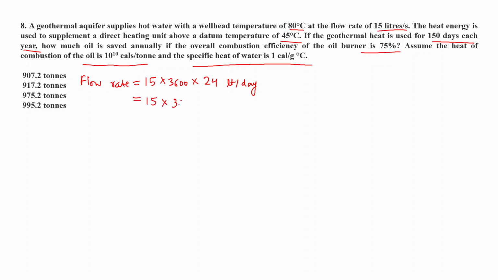Then it is 15 into 3600 into 24. How many days? 150 days. So it will be 194.4 into 10 to the power 6 liters per working year. Basically, a working year in this question consists of 150 days. So we can say that it is this many liters per working year. Is it clear?